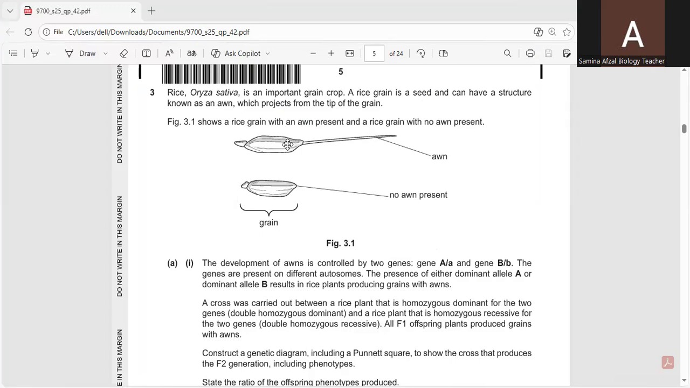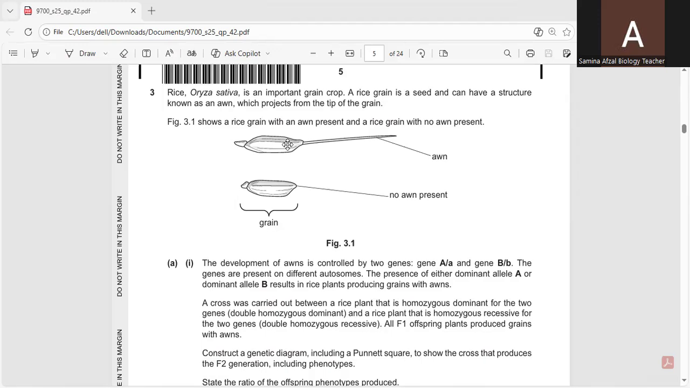Rice, Oryza sativa, is an important grain crop. A rice grain is a seed and can have a structure known as an awn which projects from the tip of the grain. Figure 3.1 shows a rice grain with an awn present and a rice grain with no awn present. The development of awns is controlled by two genes, capital A, small a and capital B, small b. The genes are present on different autosomes.